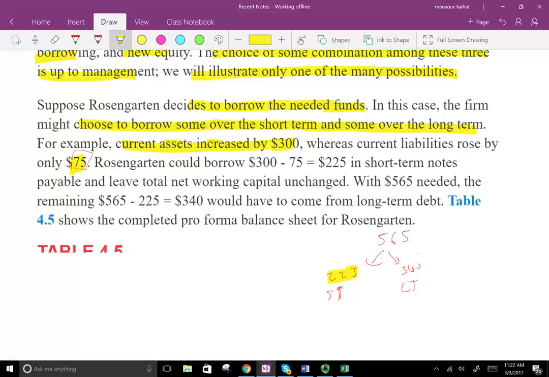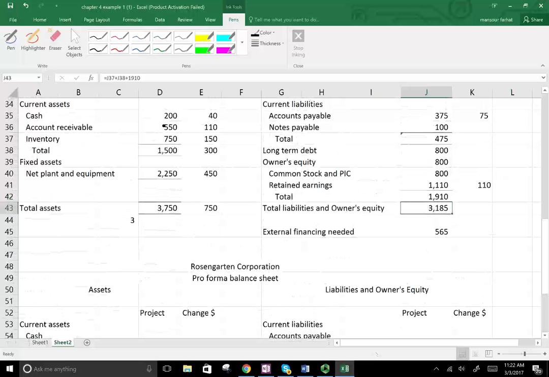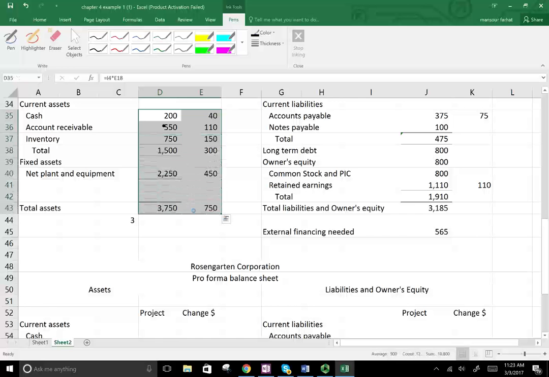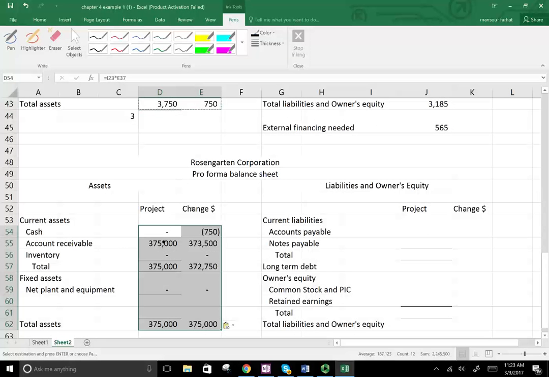Now we are ready. For the balance sheet to balance, all we have to do is add 225 to our current debt and 340 to our long-term debt. So going back to this picture, I'm going to copy the information that I already completed. The asset section is already 100% completed, so I'm just going to copy and paste values.